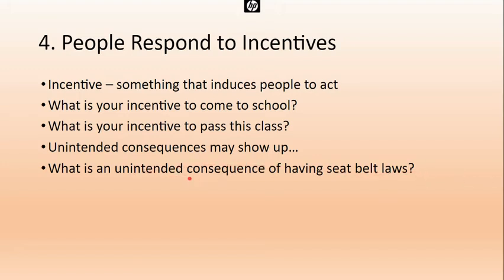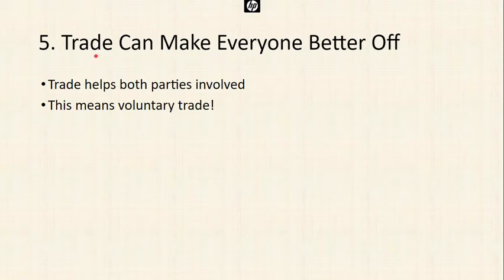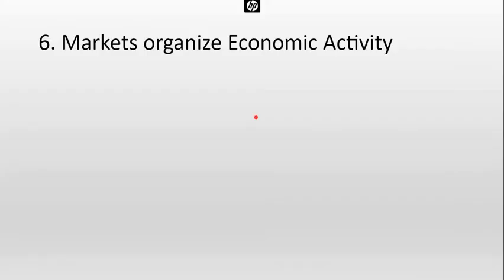An unintended consequence: it was interesting that after seatbelt laws came into effect, car accidents went up. Why? Probably because people felt safer, which meant they drove faster, which meant they were driving unsafely. So there are unintended consequences. Trade can make everyone better off. In voluntary trade, you give something that you don't want that much to get something you do want, and you're going to find a trade partner. That's basic stuff there.